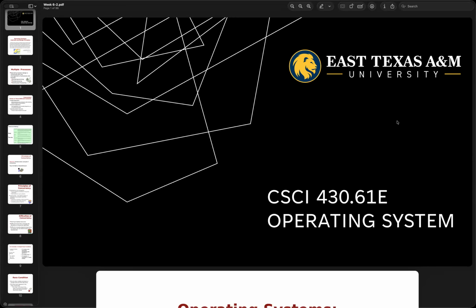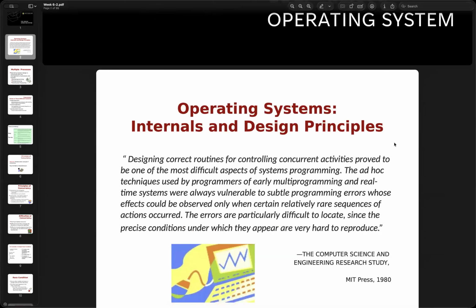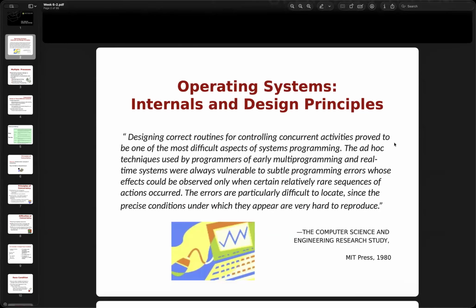Hello everyone, this is our CSCI 430, Operating Systems, and today we start a new topic. This one is related to the operating system. When we move on, we need to know the internal design principles.